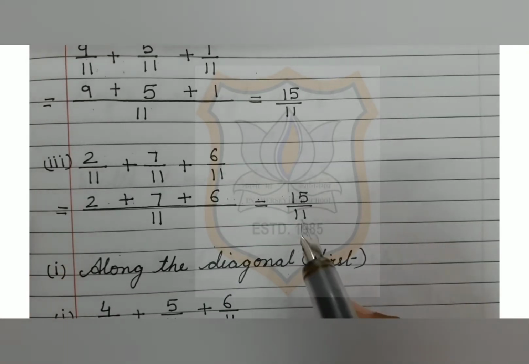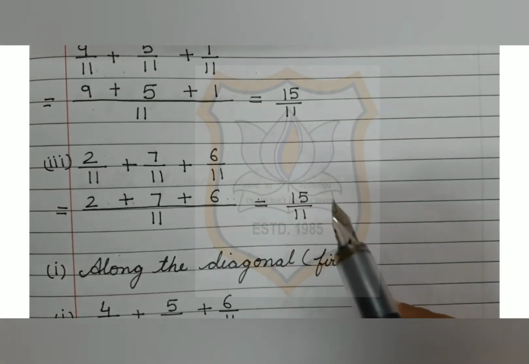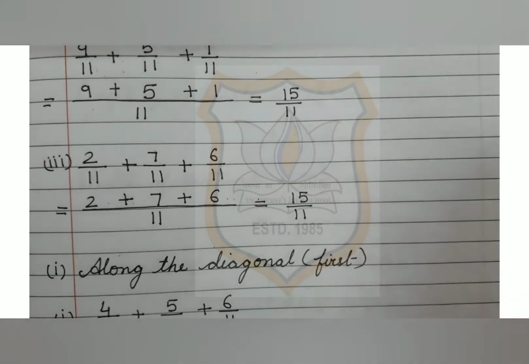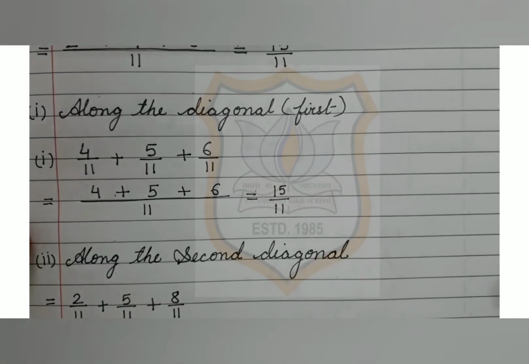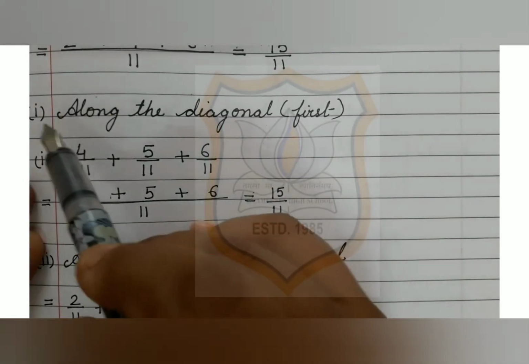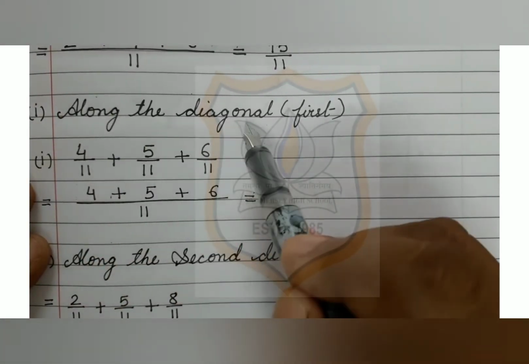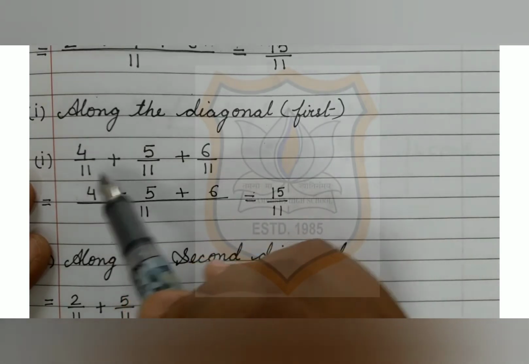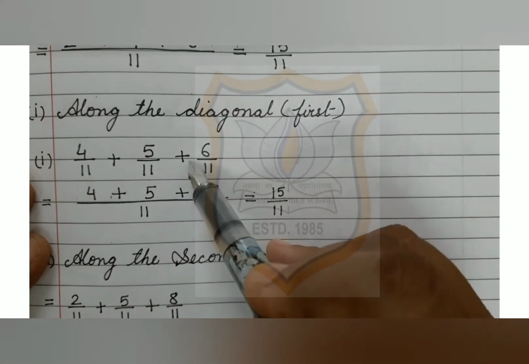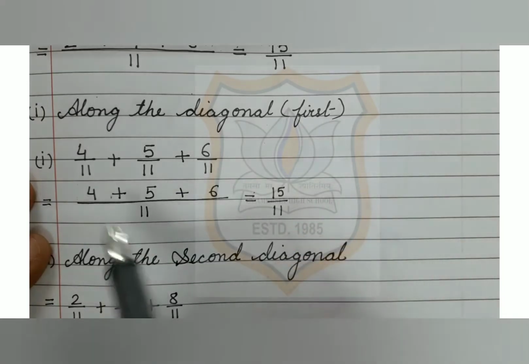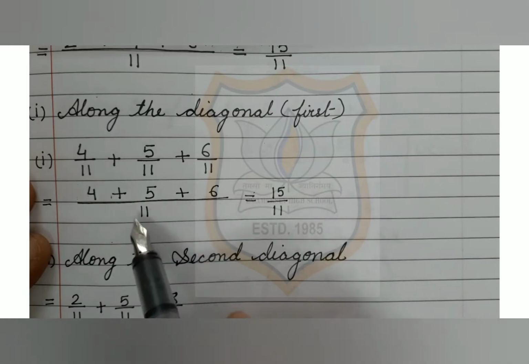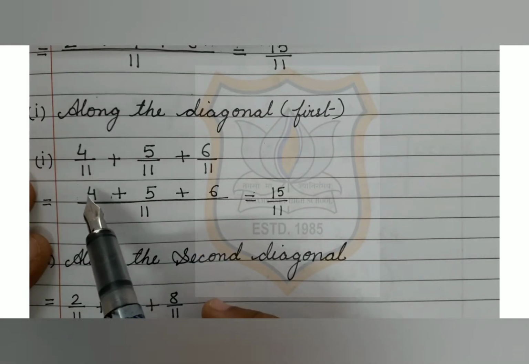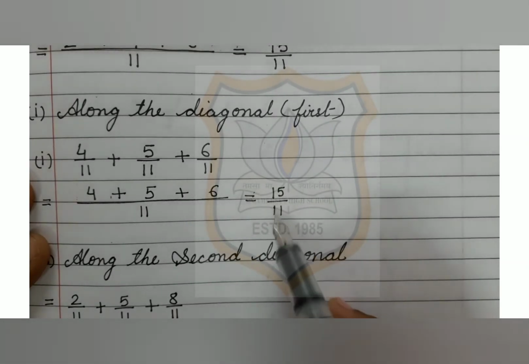So we can say that along the columns also the answer is the same, that is 15 upon 11. Now we will add the fractions along diagonals. The first one is along the first diagonal, that is equal to 4 upon 11 plus 5 upon 11 plus 6 upon 11. Again we have taken 11 as a common number below the fraction line, and above the fraction line, that is equal to 4 plus 5 plus 6. So 4 plus 5 plus 6 is equal to 15 upon 11.